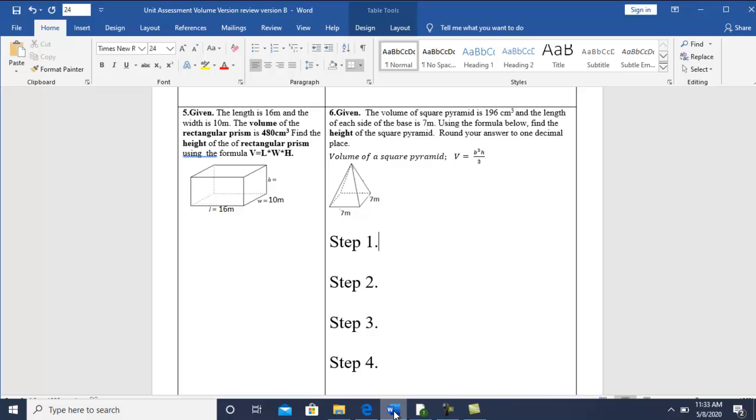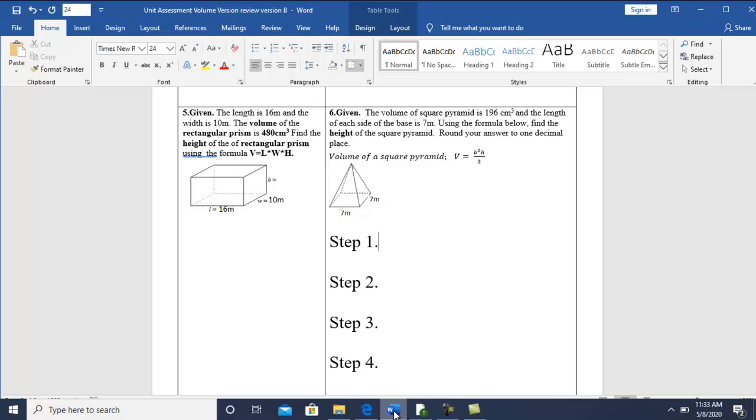Okay, so the first thing you want to do is identify your variables. If you look at the formula to find the volume of a square pyramid, it is V equals B squared H divided by 3. B is going to represent the length of the base, the side of a square. The height of the pyramid is going to be your H, and V is going to represent your volume.